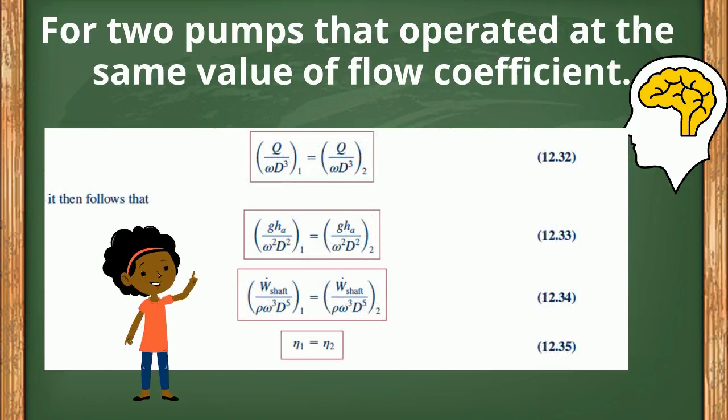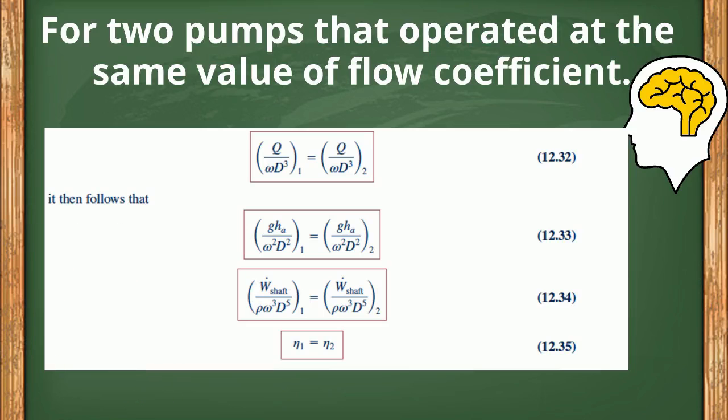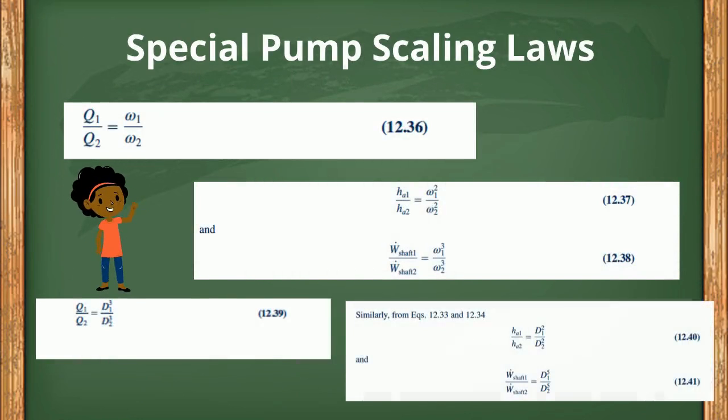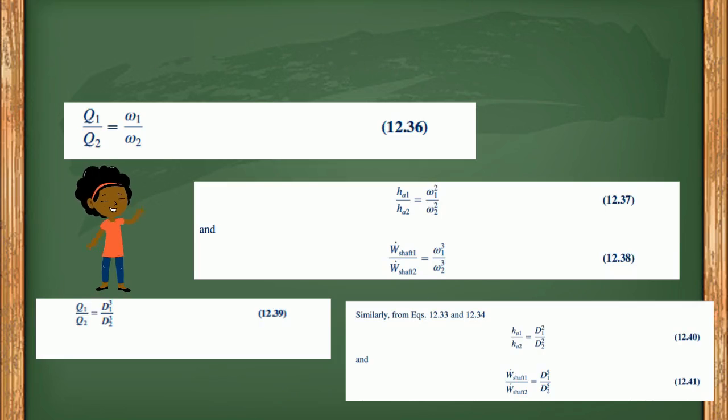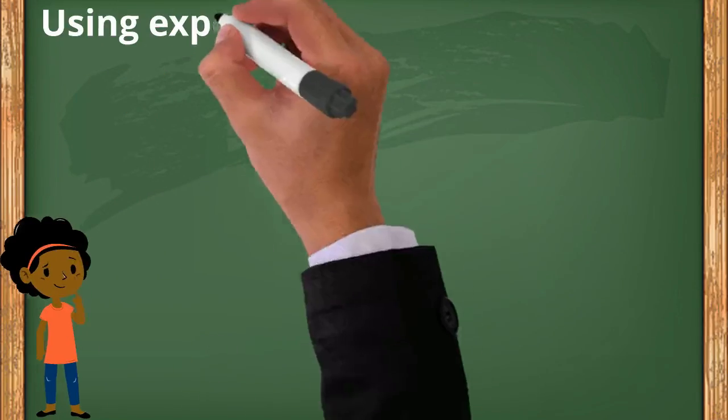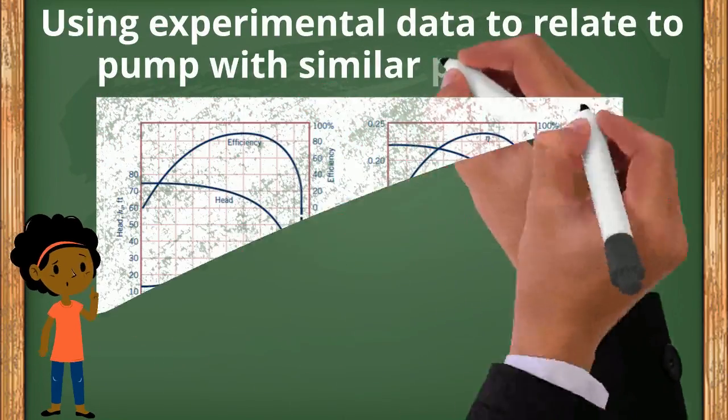If two pumps from the same family operate at the same value of flow coefficient, they can be related. With the pump scaling law, it is possible to experimentally determine the performance characteristic of one pump in the lab and use these data to predict the corresponding characteristic for other pumps within the same family that have different operating conditions. Shown here is a typical curve obtained for a centrifugal pump.